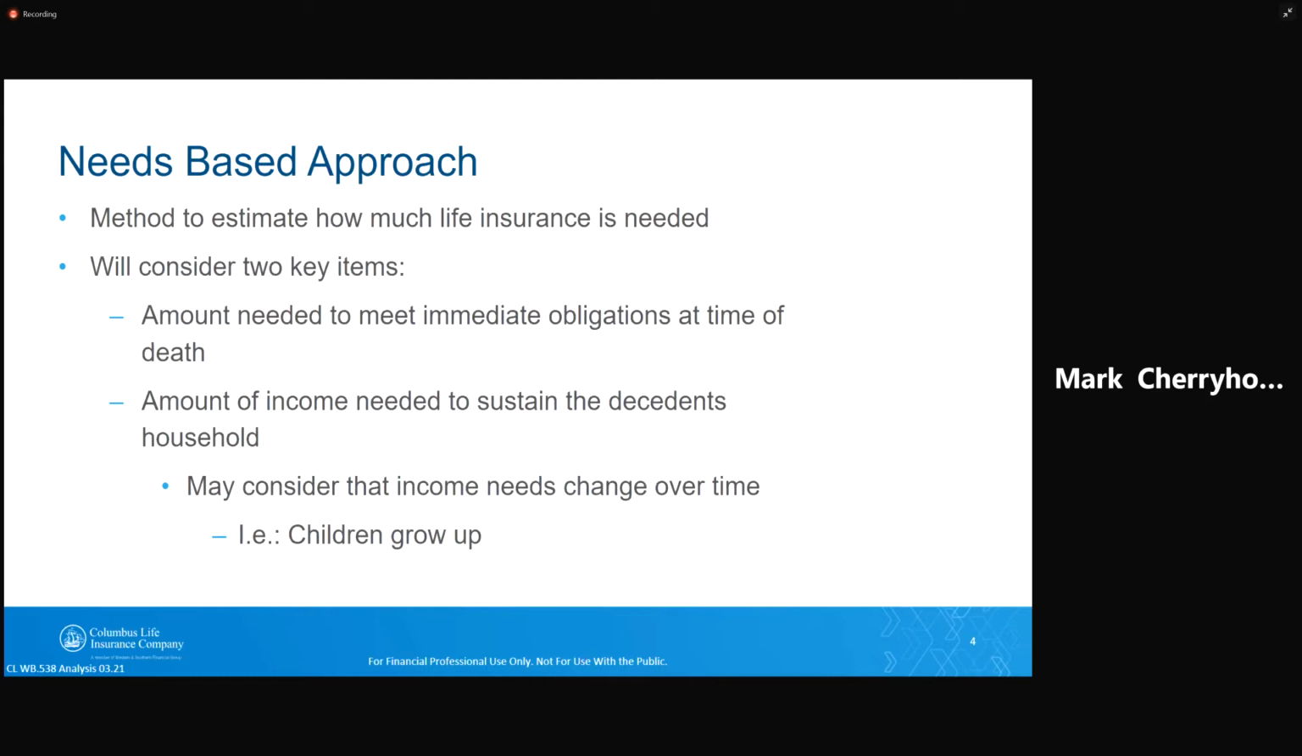Very easy. What it does is it basically seeks to determine how much insurance is needed by creating a list of items incurred if the client were to suddenly pass away. And it'll combine that amount with expected future income loss. One challenging aspect of needs analysis is that some needs may change over time. We know that, such as those related to their children, as the children grow up, for example.